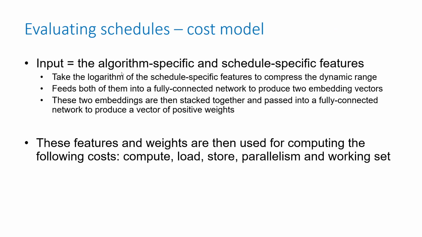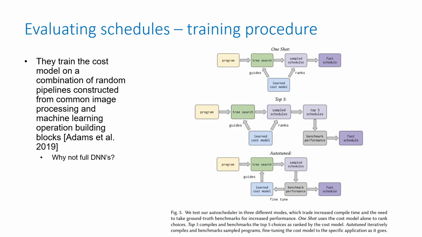The features, as mentioned before, come from the algorithm and scale specific features, and they take the logarithm to compress the dynamic range of it, and they feed both of them to a couple of fully connected layers for the two embedding vectors. They pass that to another fully connected layer that eventually is used to compute the cost for compute, load, store, parallelism, and working set. When training the cost model, as mentioned before, they use random pipelines and some machine learning operations, but it would be nice if they would train it with full deep neural network pipelines.